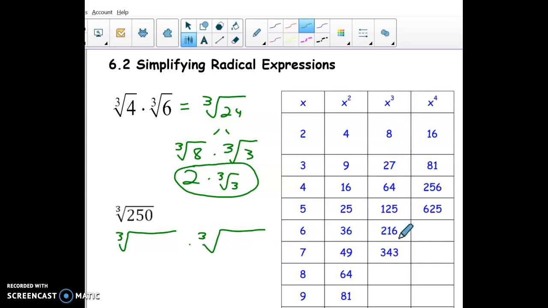And on our cube list, 216 doesn't work, but 125 evenly divides it. So 125 times 2. And then the cube root of 125 is just 5. So you have 5 times the third root of 2. Okay, and so this skill of being able to simplify is a huge part because many of our add, subtract, multiply questions involve simplifying your answers when you're done. So this first one was technically a multiply question, but in order to finish it, we had to simplify.